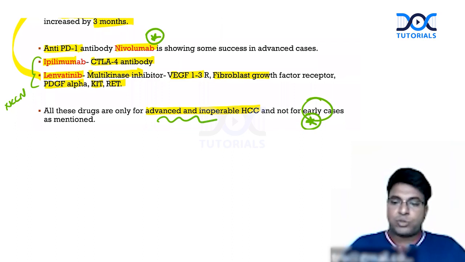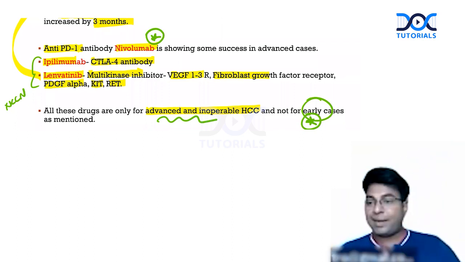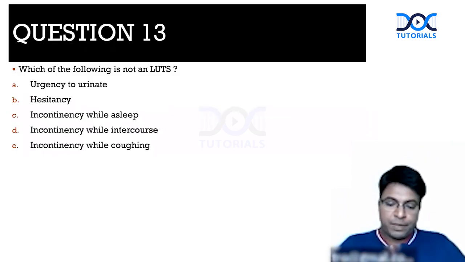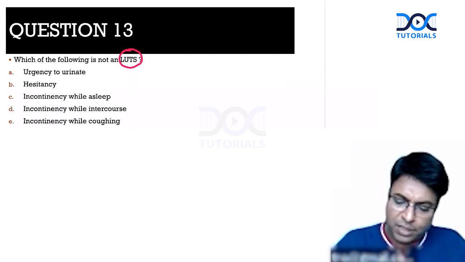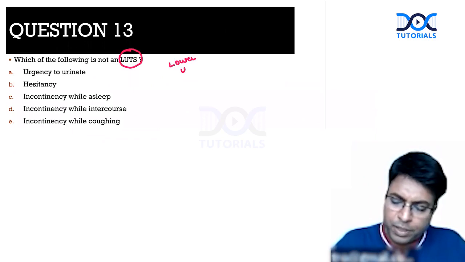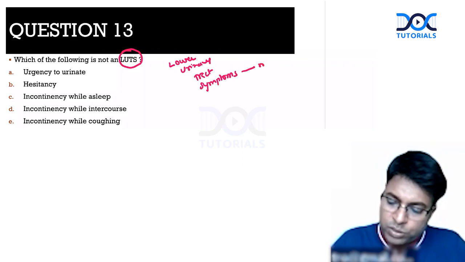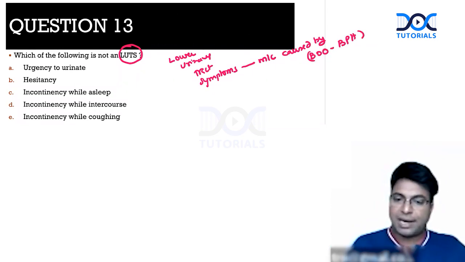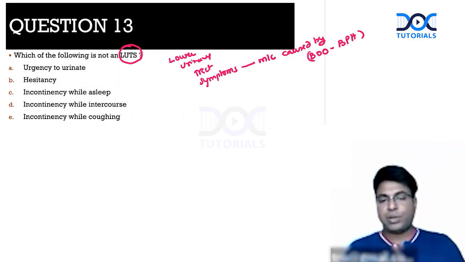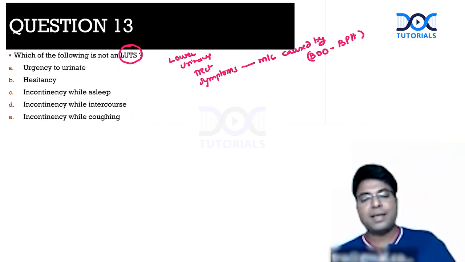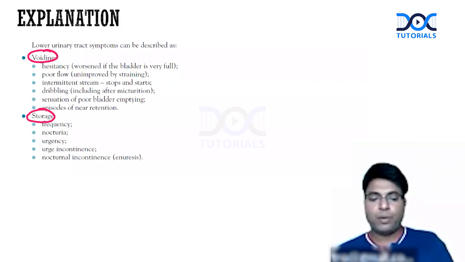The examiners have now become so much attracted to the urology chapter from Bailey and Love, so they started asking so many questions. Which of the following is not a LUTS, lower urinary tract symptom? Lower urinary tract symptom is most commonly caused in males by bladder outlet obstruction. This is from Bailey and Love. This is a clear-cut question from Bailey and Love. You can easily answer the question without reading this. I'll tell you the concepts from Bailey and Love.